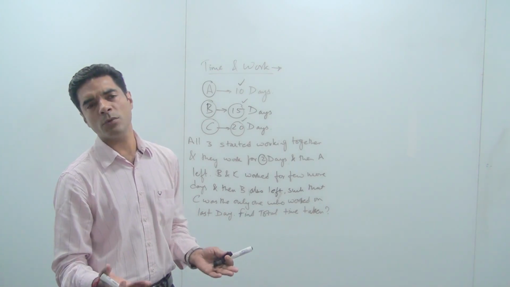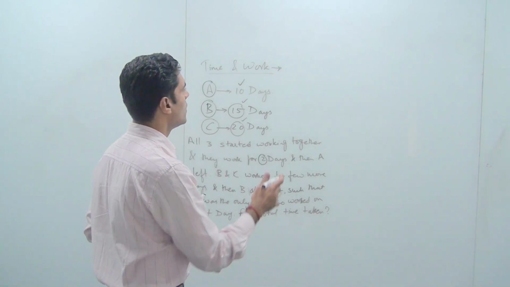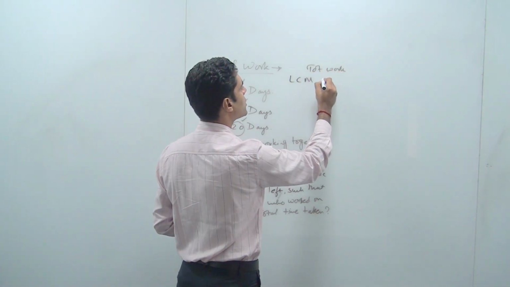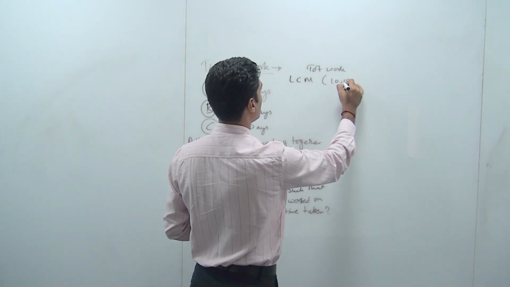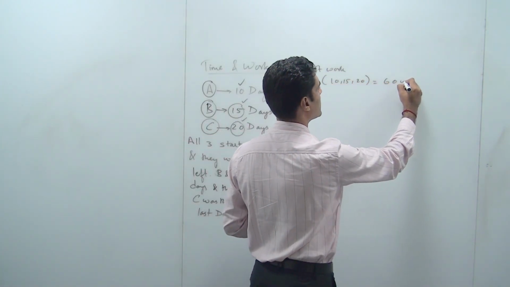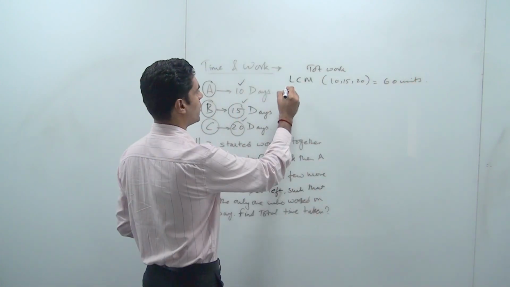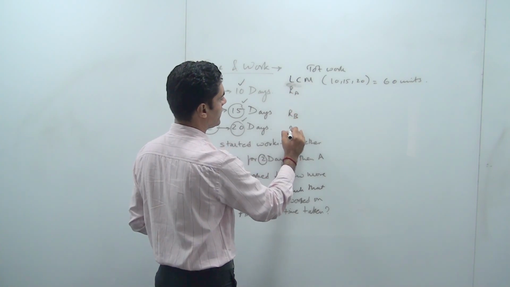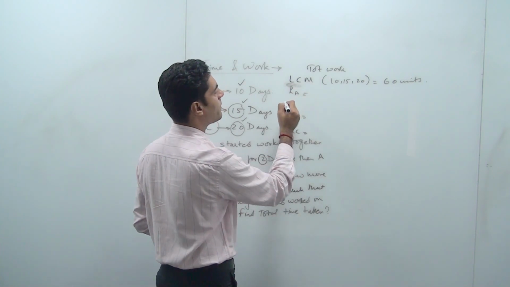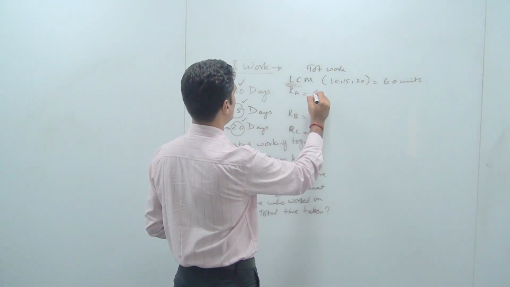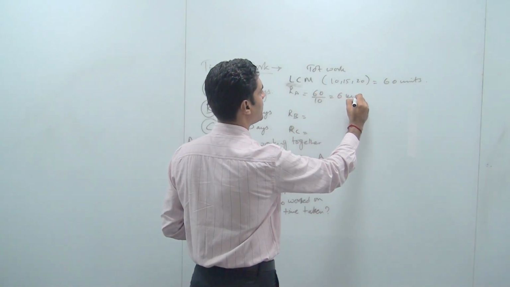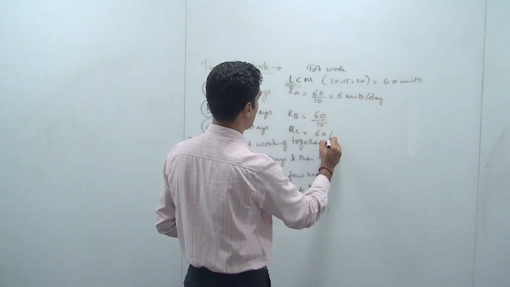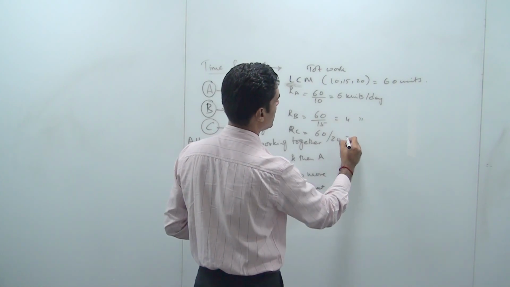So there is a conventional approach and many other approaches, but I will tell you a smarter approach. Again assume that the total work is the least common multiple of 10, 15 and 20, which is nothing but 60 units. This is the total work. You can again find the rate of A, B and C. Rate is the work done by A, B and C on a particular day, which comes out to be 60 by 10, which is 6 units per day, 60 by 15 and 60 by 20, which is 4 units per day and 3 units per day respectively.